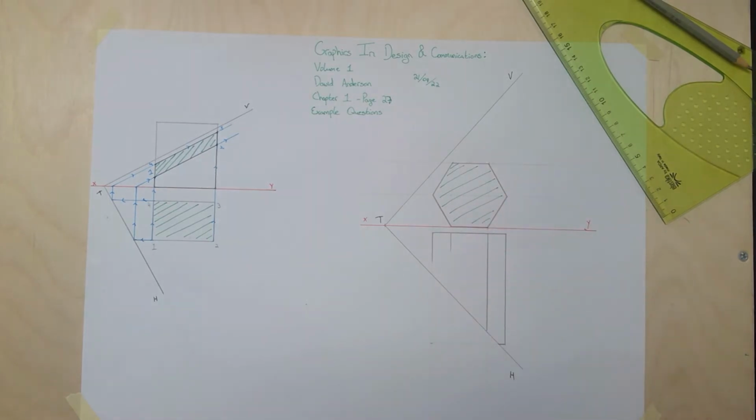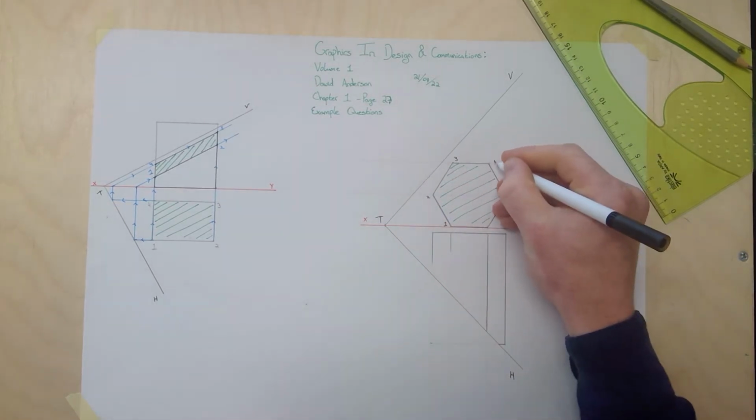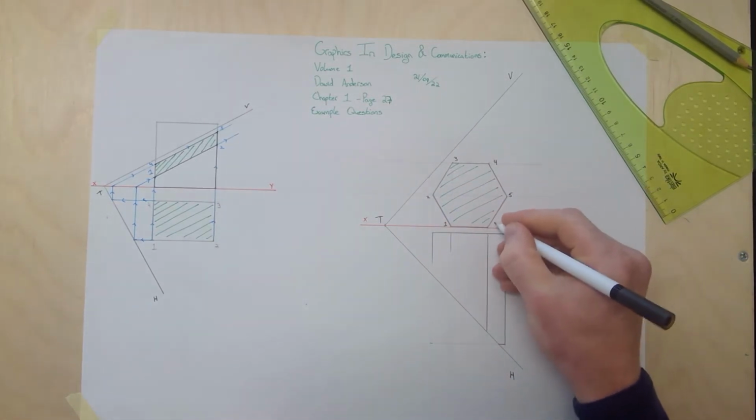Okay. So what I'm going to do is number the points around the hexagon. I'll start down here, I suppose: 1, 2, 3, 4, 5, and 6.